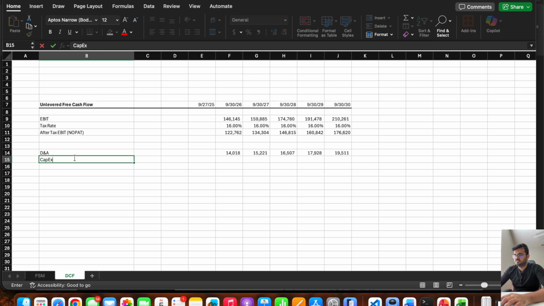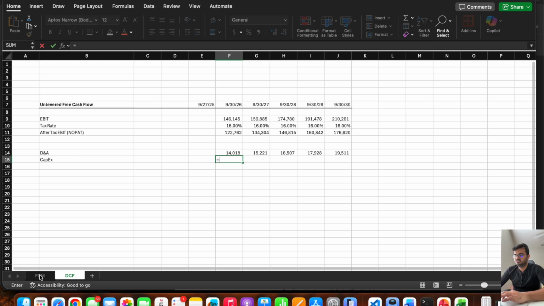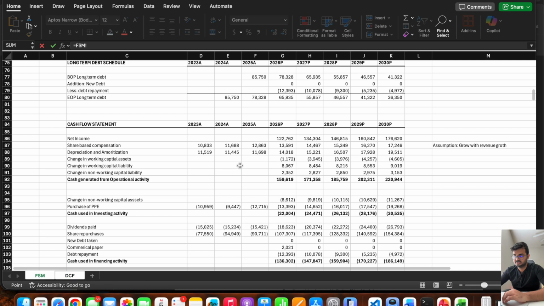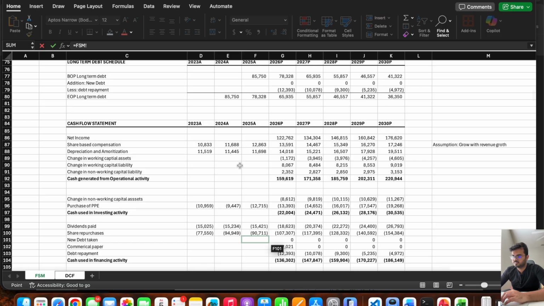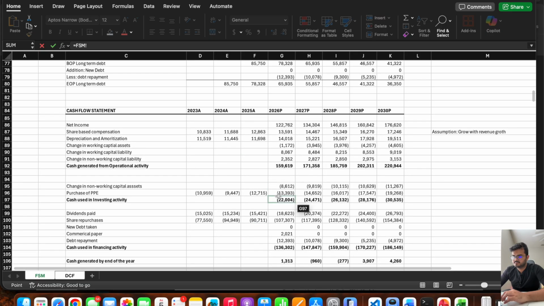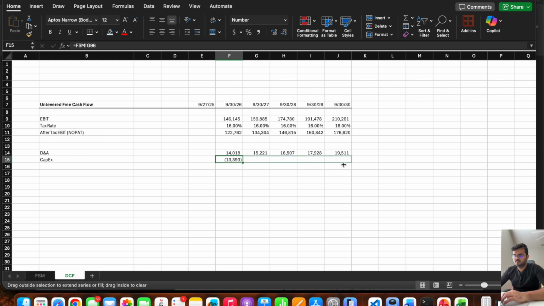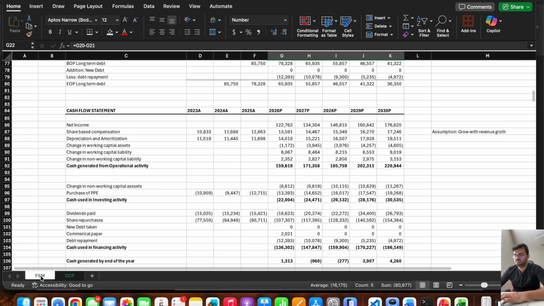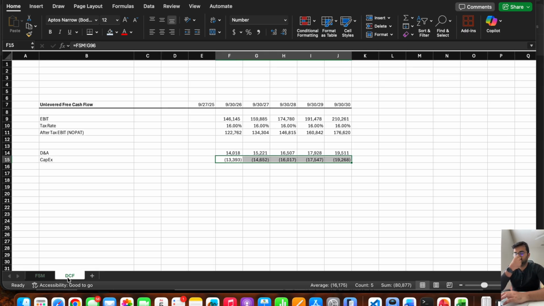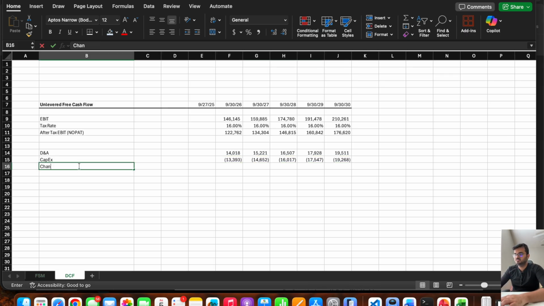Then the next one is capex or capital expenditure. Capital expenditure as well, we can get it from the cash flow statement. That is this number. And then the same will go for the next values. Perfect. So the next thing we need is change in working capital.